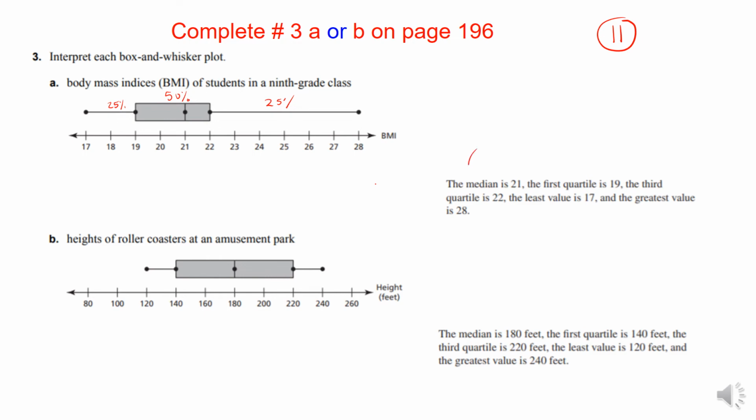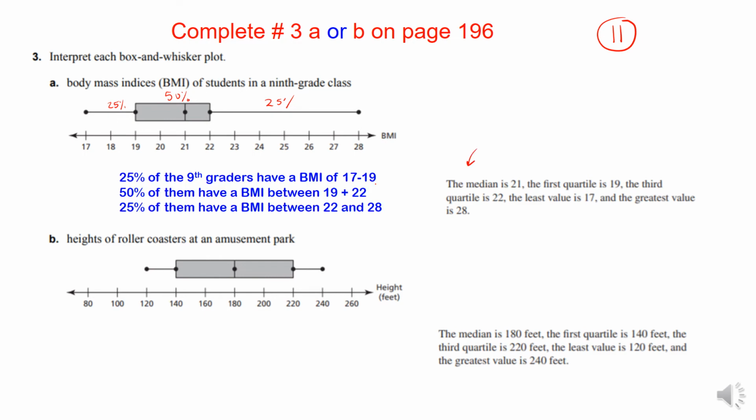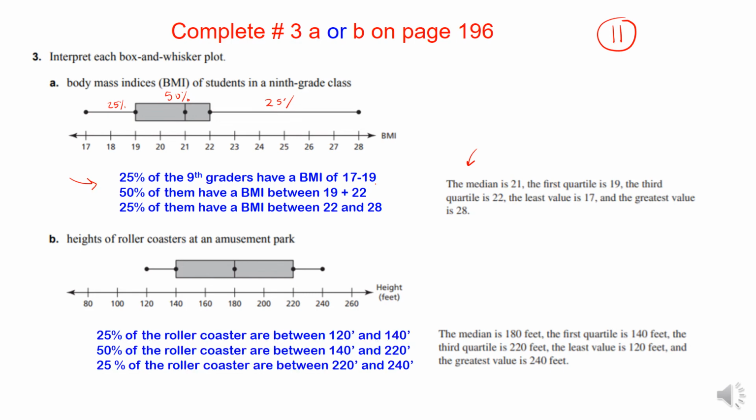Okay, so here's the basics, and here's the interpretation. So that's what you should figure out of each of them. So you should know what your 5-number summary is for each of them. Make sure that you got the 5-number summary correct, and then you want to interpret. Okay? All right.